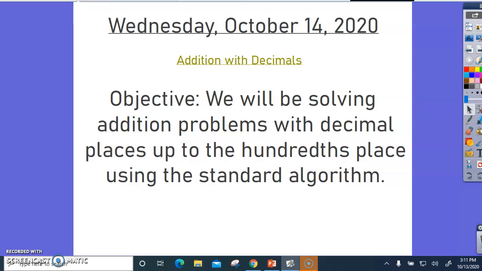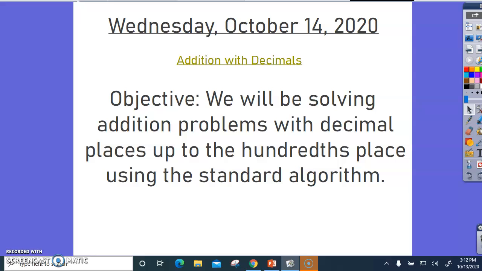Today is Wednesday, October 14th, 2020, and we will be starting a new lesson called Addition with Decimals. You have already learned about addition with the standard algorithm, and today we're adding decimals in. Our objective is to solve addition problems with decimal places up to the hundredth place using the standard algorithm.